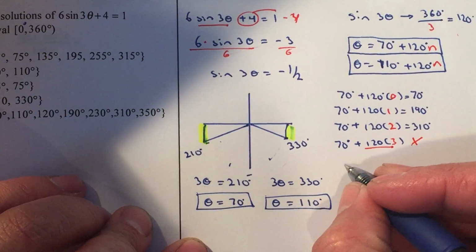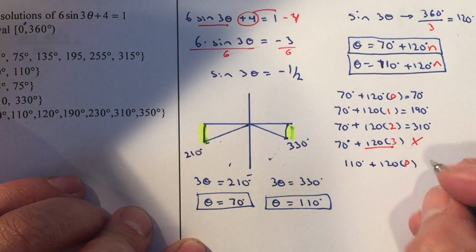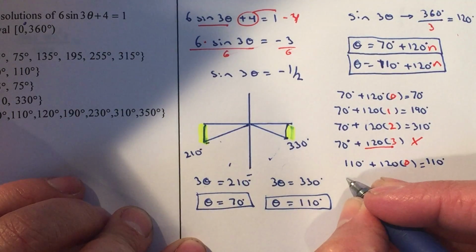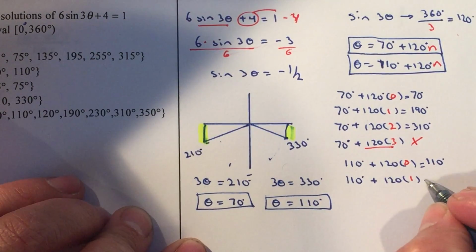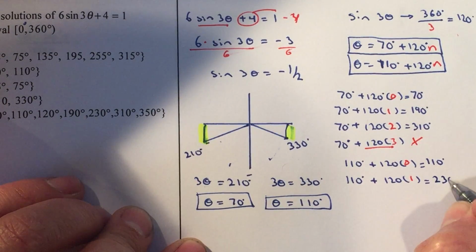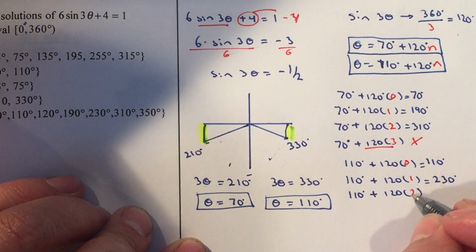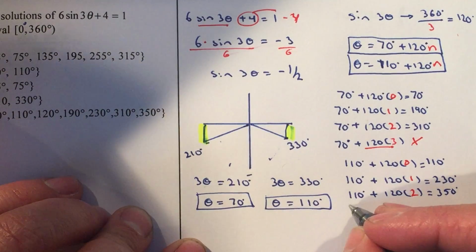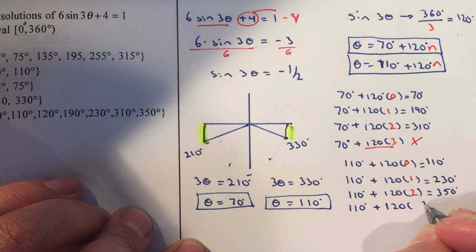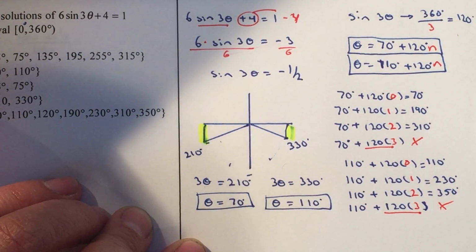And now we continue with 110 degrees. 110 degrees plus 120 multiplied by 0. Start with 0, which gives you your first solution, which is 110 degrees. 110 degrees plus 120 multiplied by 1. 120 plus 110 will be 230 degrees. 110 degrees plus 120 multiplied by 2. That's 240 plus 110, which is 350 degrees. And once you plug in a 3, 120 times 3 is 360 degrees. So it will be too big, so we don't need to include this.